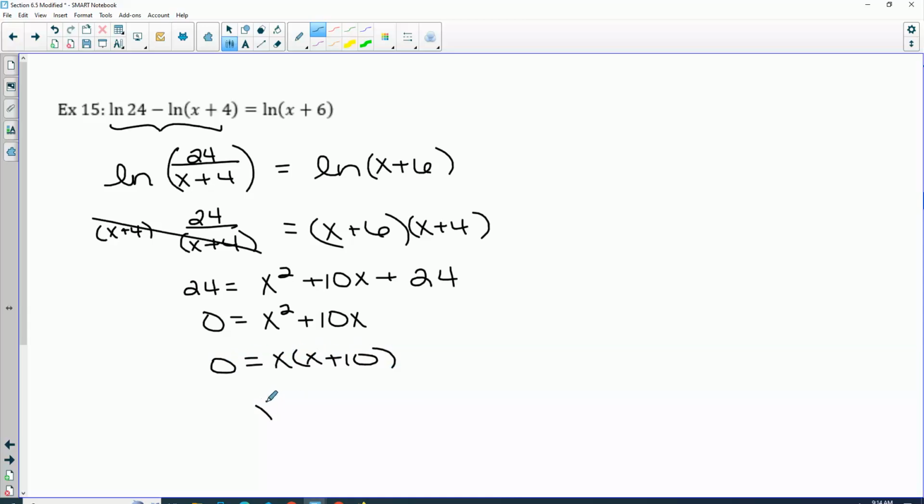So if we set those equal to 0, we get 0 and negative 10. And we just have to verify our arguments have to be positive. 0 plus 4 is positive and 0 plus 6 is positive, so that's fine. Negative 10 plus 4, though, is a negative, so the negative 10 will not work. And 0 is our only solution.